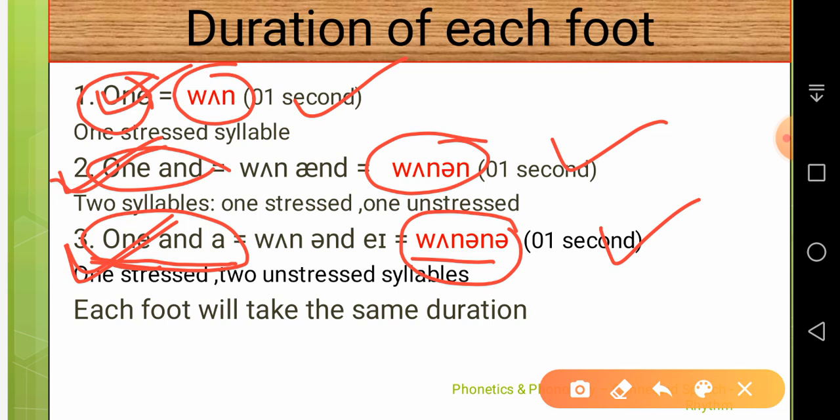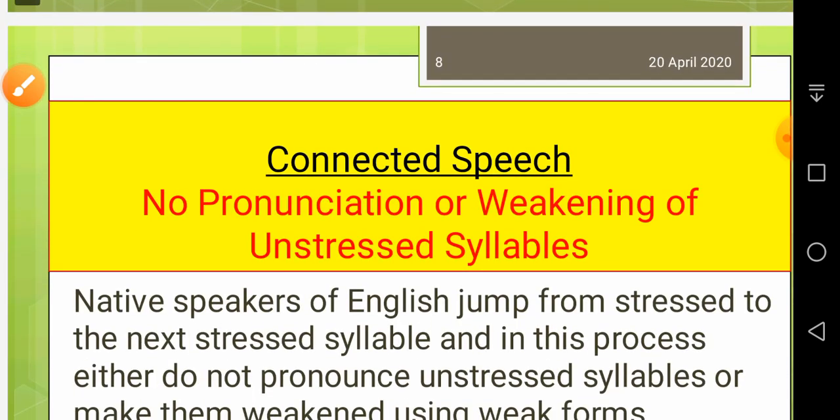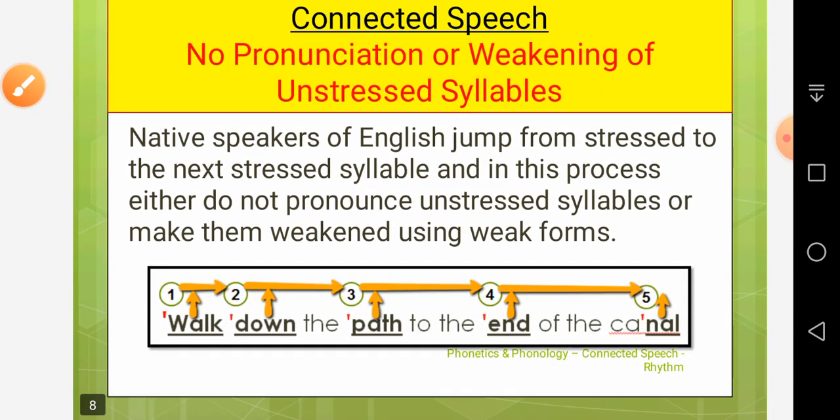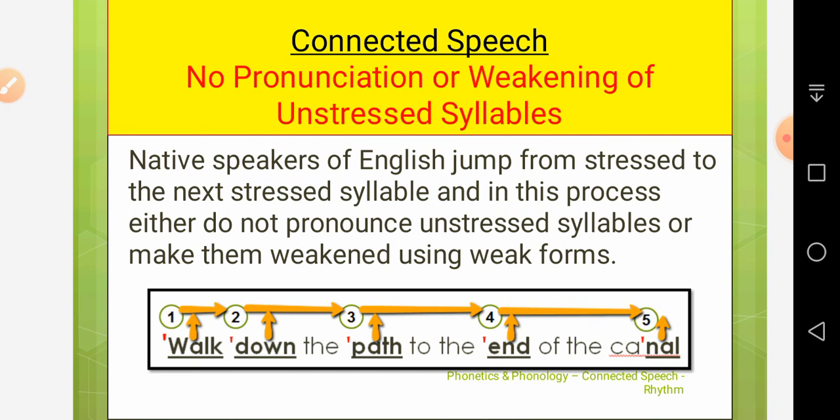So how do native speakers achieve this? Just by bringing them together, one and a. Okay, now what happens? I'm going to conclude, because in this preliminary video recording, I won't go into detail. I just want to sensitize BS students towards a rhythmic element in English speech.